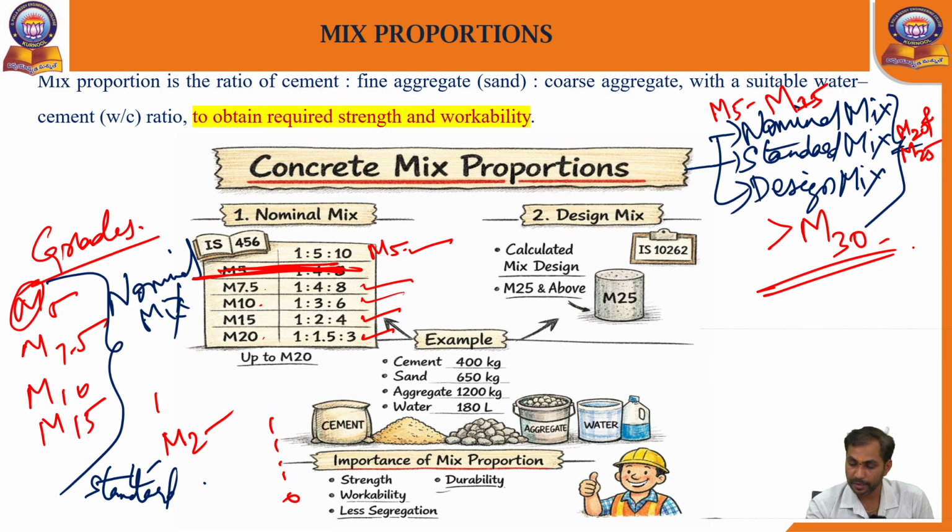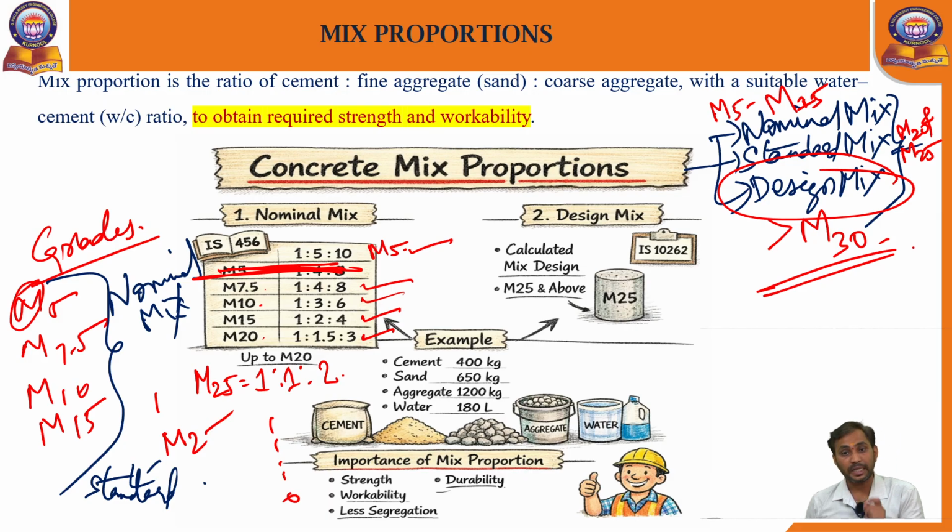Sorry, I will correct it here: M25 is 1:1:2. For higher grades beyond this, there is no fixed mix proportion. That's why we have to do the mix proportion design. So like this, the concept is taken as mix proportions. Based on the mix proportions, the good workability of fresh concrete is also decided, and only then will the required strength be reached.